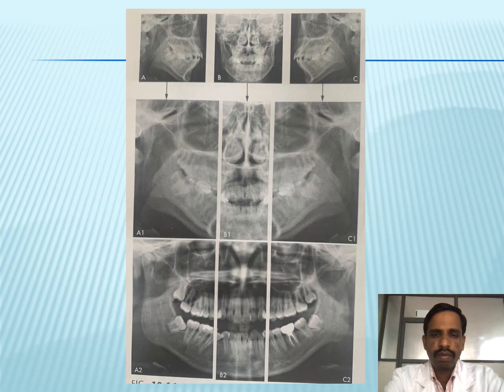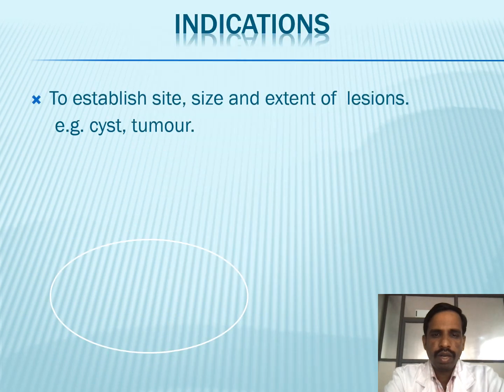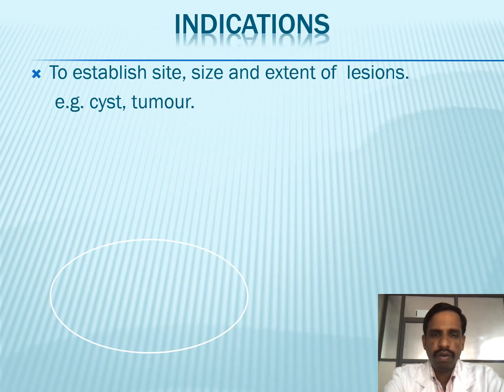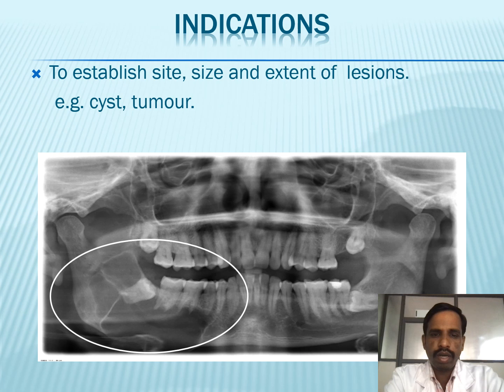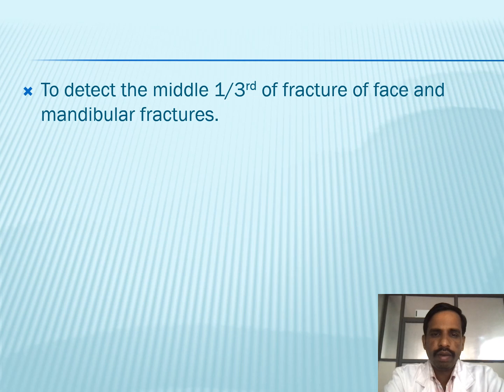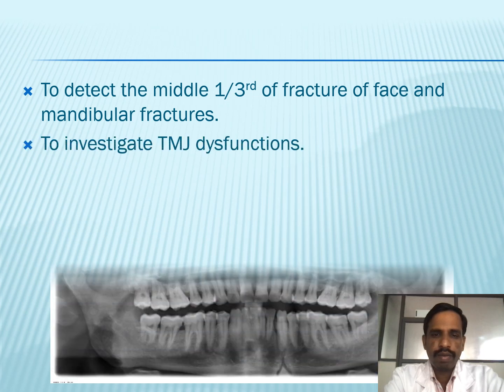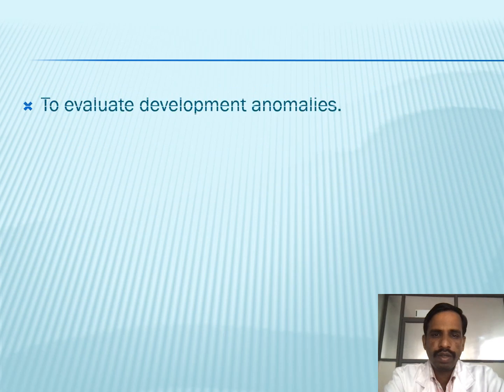So suppose you take a lateral view and a PA view. If you club all this together, you are going to get an OPG image. So what are the indications of OPG? If you want to know the site, size and extension of a cyst or tumor, that is the first indication, in oral medicine. Apart from that, if you want to know about fractures in the middle third, mandibular fractures or fractures anywhere else in the face, and to investigate TMJ problems, you need to go for OPG.